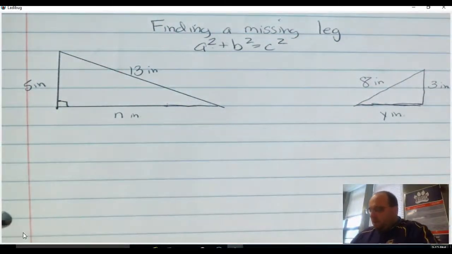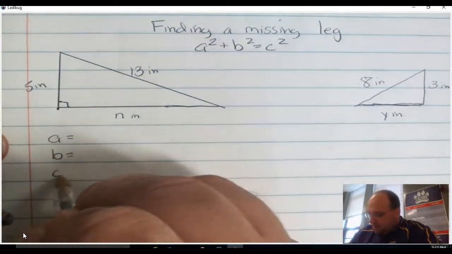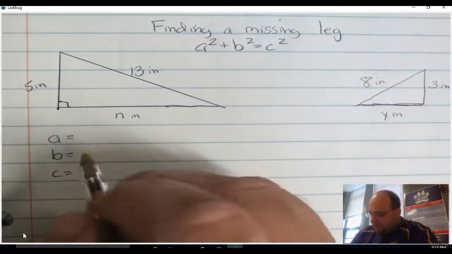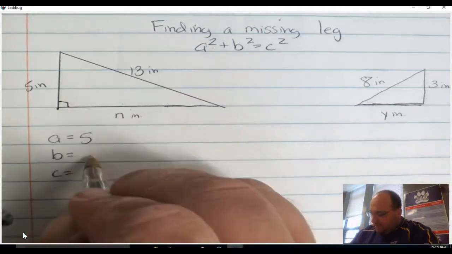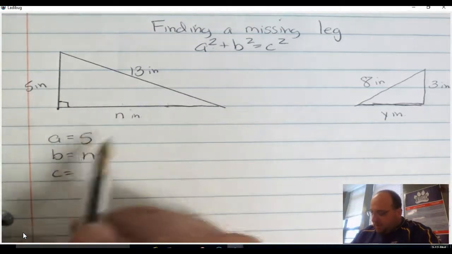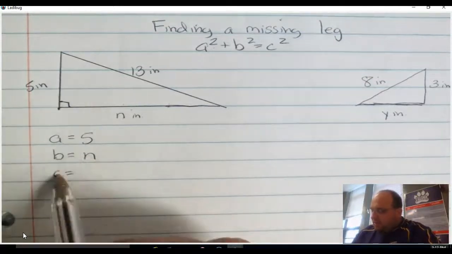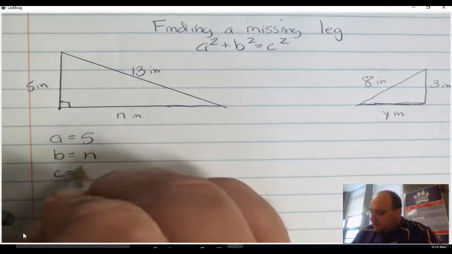Okay, so in this one, we're going to identify first the leg lengths and then the hypotenuse. The leg lengths are the two lengths that make up the right angle of the triangle. So I see that 5 makes up one leg length. N makes up the other leg length, so B is going to be N. A is going to be 5, and B is going to be N, which means that C, our hypotenuse, is going to be 13.